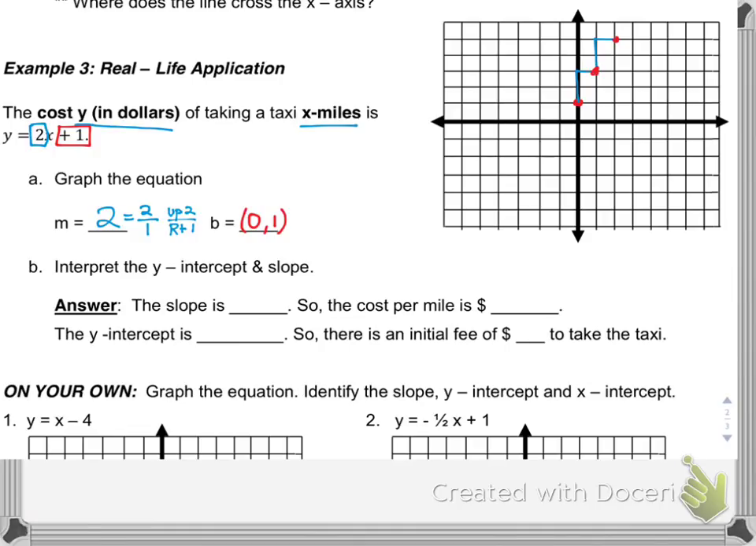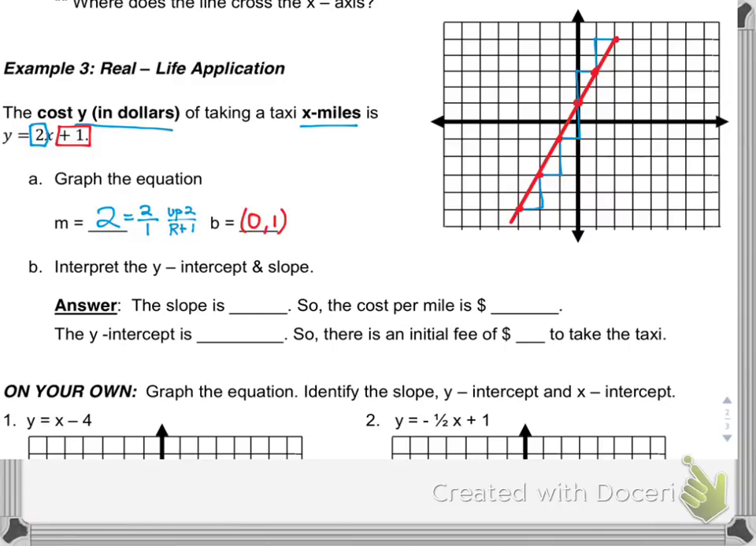Or I can go down 2 to the left 1, down 2 to the left 1, down 2 to the left 1. I like to just make it go through the whole graph. I don't know why I like to do that, but then just make sure you have a nice little line that goes through all of those coordinate points. You might need a ruler for that.